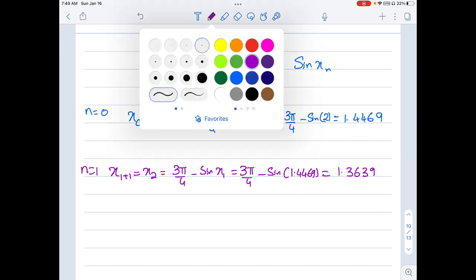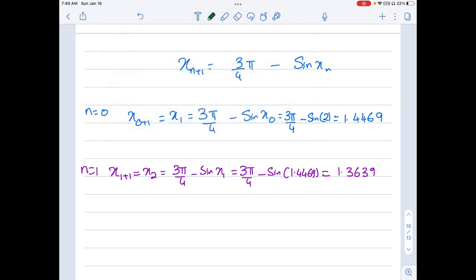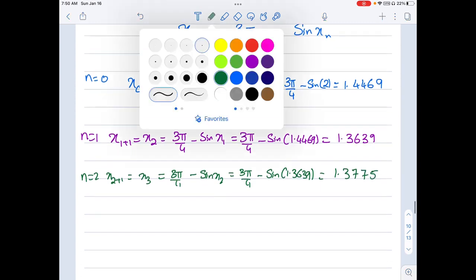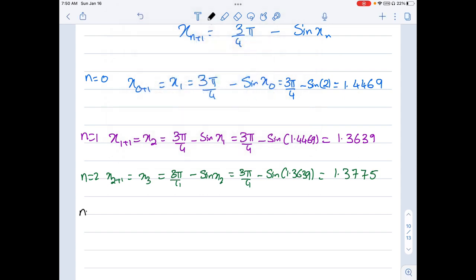Now I go for the third iteration. Then I quickly do it out. It's taking time. n is equal to 2. x2+1 is equal to x3 is equal to 3π/4 minus sine x2. x2 value has been 1.3639. So minus sine of 1.3639. So I go back and change it to 1.3639. So it becomes 1.3775. And then again I try n is equal to 3.